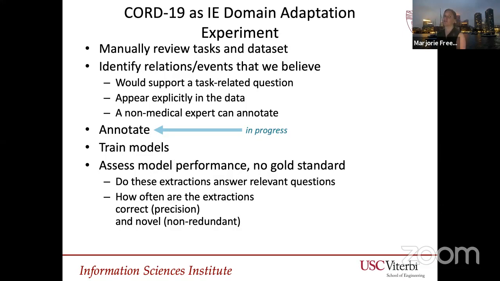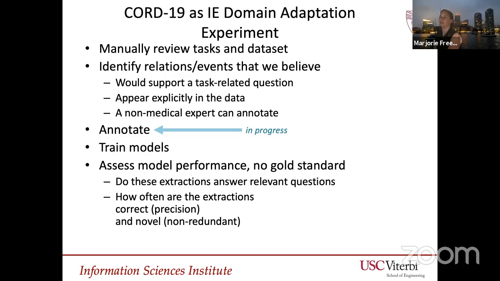And we were looking for things that non-medical experts could annotate, because those are the types of people that we employ for annotation. And so where we are right now is annotating. This is in progress. We have one person working on this a couple hours a week. And then once we get that annotation, our plan is to train models and assess the model performance.